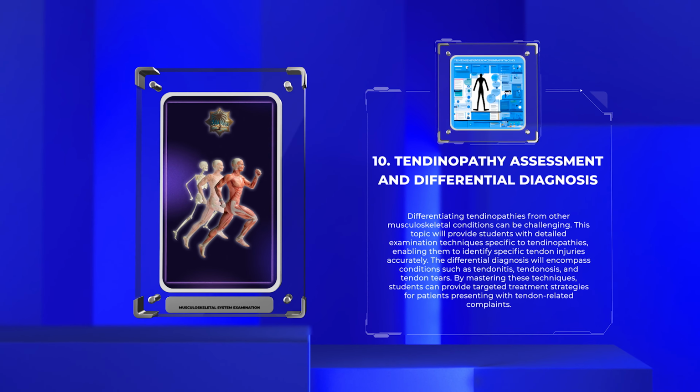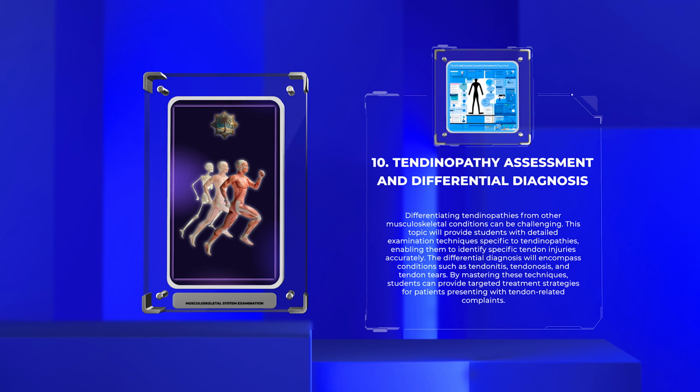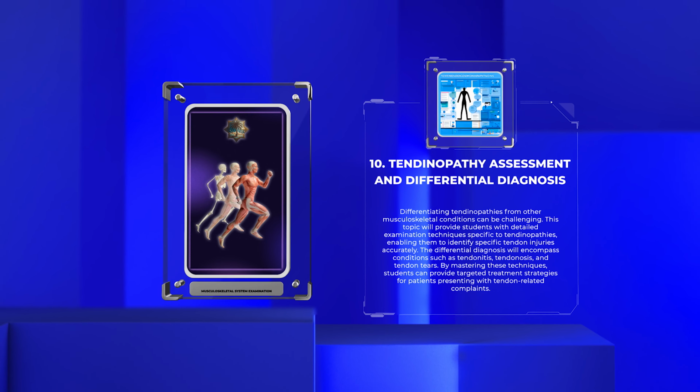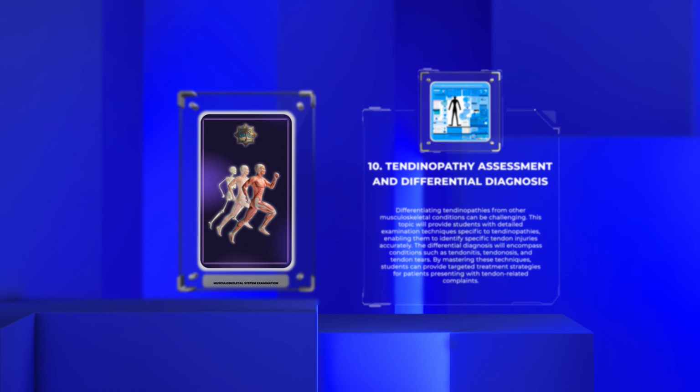Differentiating tendinopathies from other musculoskeletal conditions can be challenging. This topic will provide students with detailed examination techniques specific to tendinopathies, enabling them to identify specific tendon injuries accurately. The differential diagnosis will encompass conditions such as tendinitis, tendinosis, and tendon tears. By mastering these techniques, students can provide targeted treatment strategies for patients presenting with tendon-related complaints.